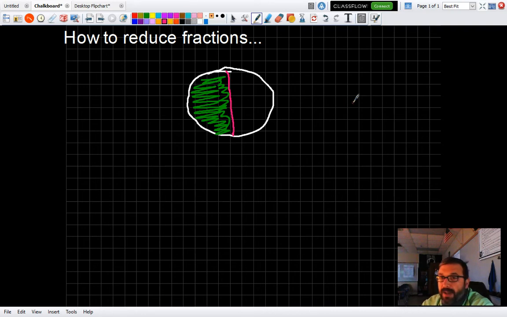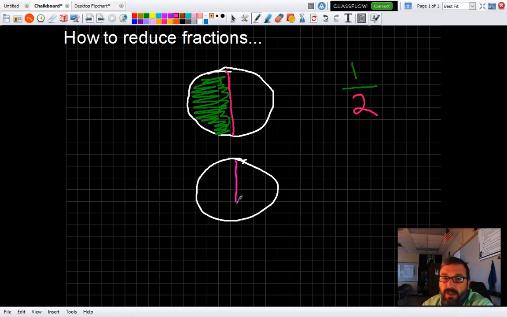I'm going to use pink because that's what my bar is here. Two pieces, and out of those two pieces, one of them is filled. One half. Now, I can redraw this circle down here, and we're going to redraw a quick circle.